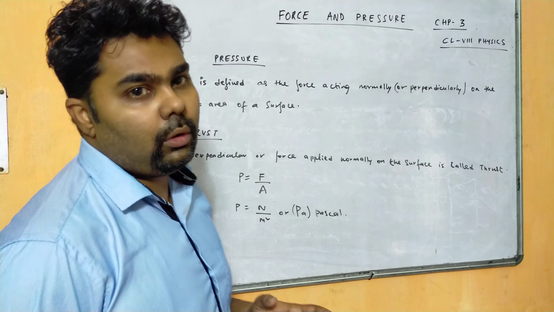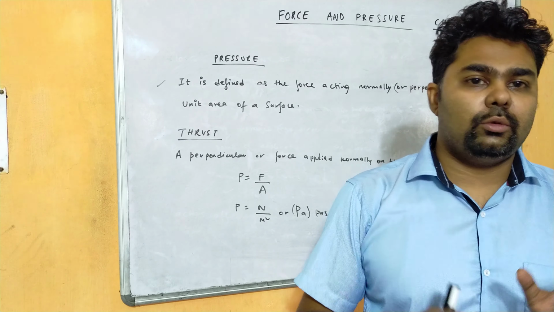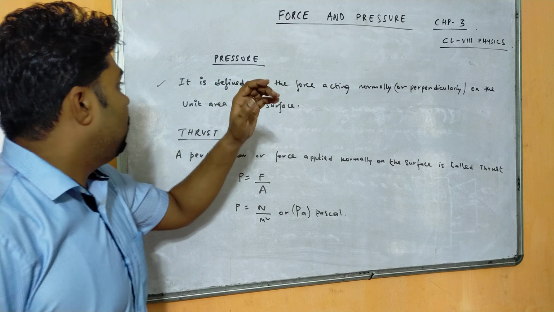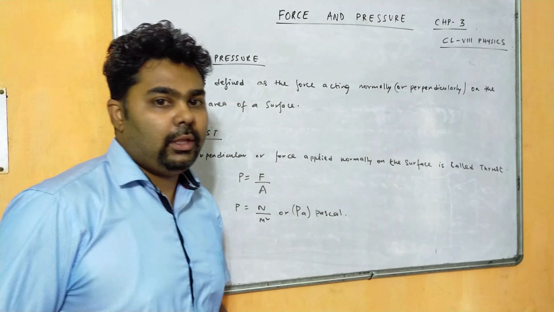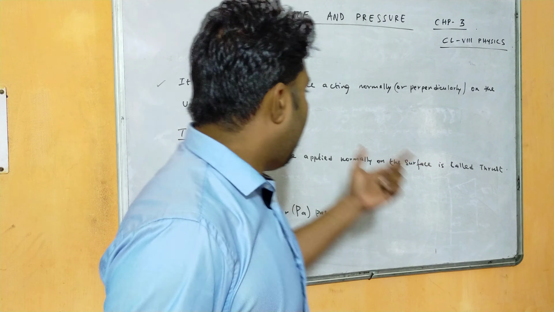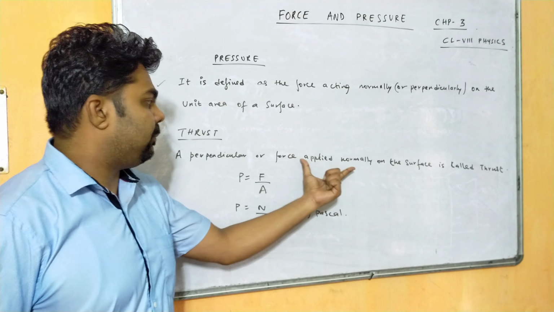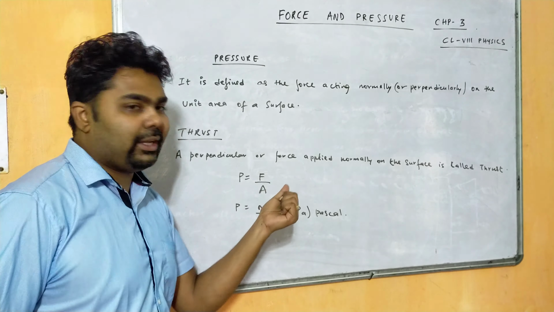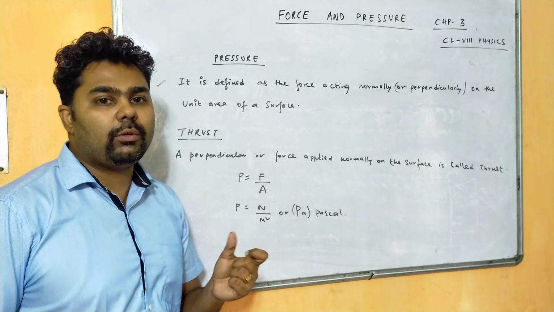So force also depends upon pressure, or you can say pressure depends upon force. These two terms are correlated with each other, right? Pressure is defined as the force acting normally on a unit area of a surface. That means pressure is force acting per unit area, and the force which is applied normally on the surface, or a perpendicular force applied normally on the surface, is called thrust. So pressure is thrust per unit area, that is force per unit area. What is the SI unit of force? That is Newton. And what is the SI unit of area? Meter square.